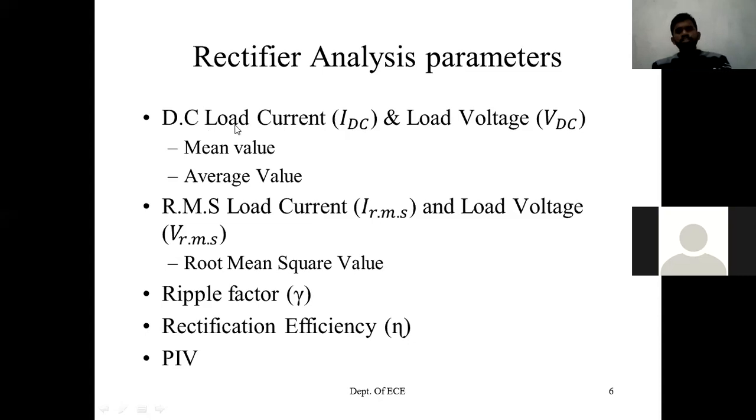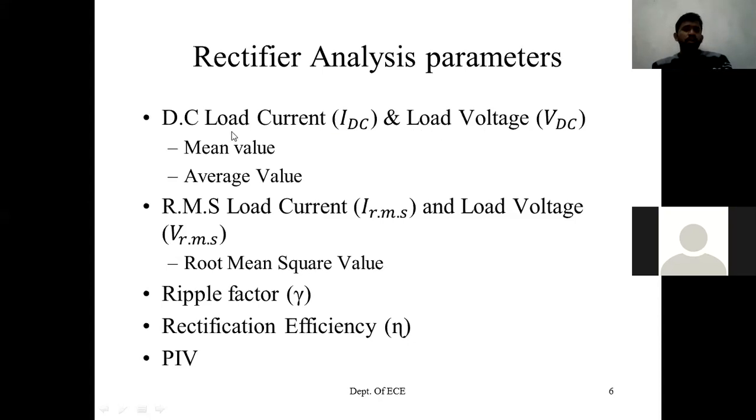One is DC load current. All these parameters that I am showing here, we will find out at the load only, or the output of the rectifier. Load or output of the rectifier, both are the same. So DC load current, whatever the output is coming, for that we will find out DC load current, DC load voltage.